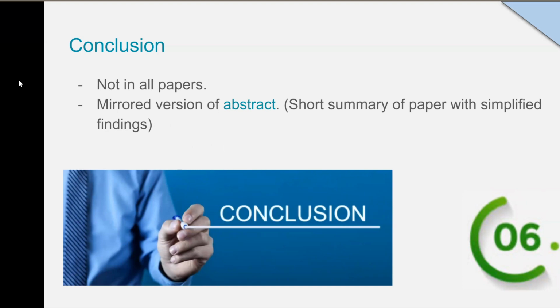And then conclusion. So this is not in all papers, but it's going to be essentially a mirrored version of the abstract. So it's a short summary of the paper with the simplified findings. Again, it's not going to be in all papers, but when they do have it, it's usually going to be right after the discussion, and this is going to be pretty short.